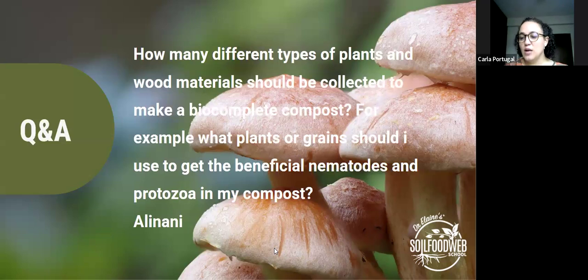Okay, so the next one is from Alinani. How many different types of plants and wood material should be collected to make a biocomplete compost? For example, what plants or grains should I use to get the beneficial nematodes and protozoa in my compost?